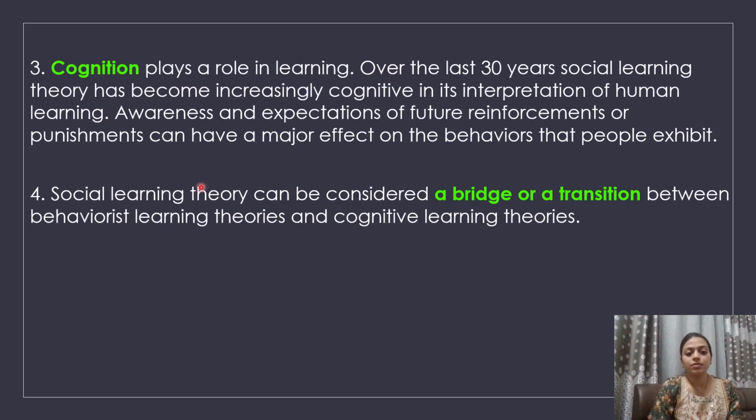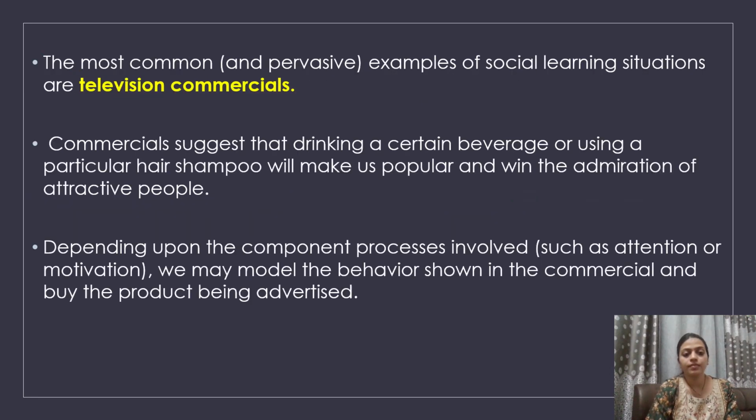Then an important term is cognition. It plays a role in learning. Over the last 30 years, social learning theory has become increasingly cognitive. Okay, awareness and expectations of future reinforcement or punishments can have a major effect on the behavior that people exhibit. And social learning theory can be considered a bridge or a transition between the behaviorist learning theories and the cognitive learning theories. The most common example of social learning theory is television commercials.